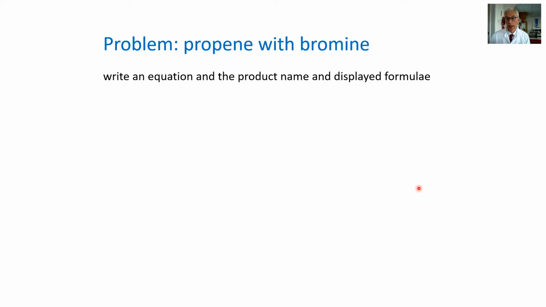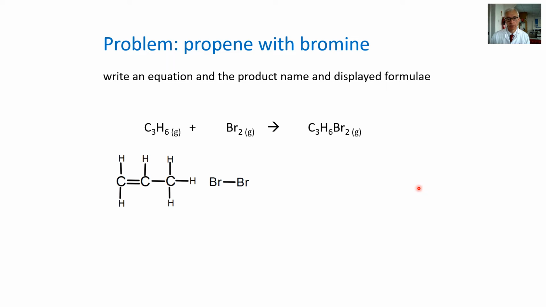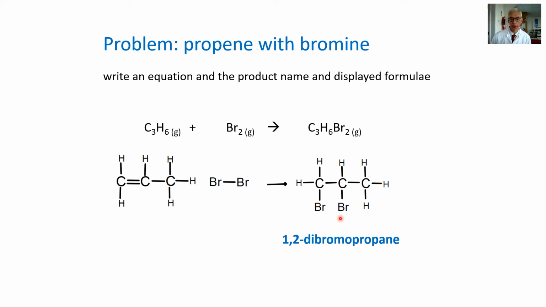So here is the equation as written as molecular formulae, and the displayed formula, obviously propene, but you'll see that each carbon of the double bond picks up a bromine atom. So each carbon of the double bond picks up a bromine. What is the name? 1,2-dibromopropane.